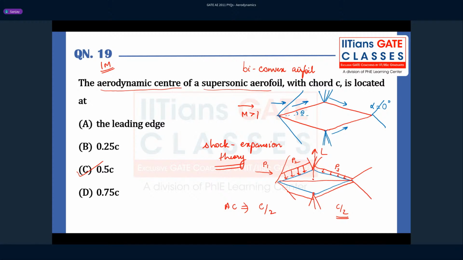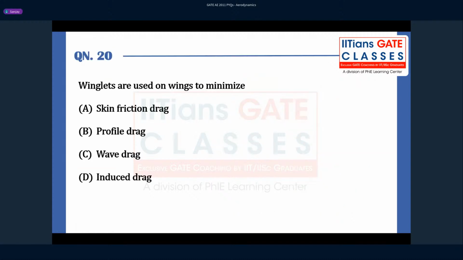By shock expansion theory, the complete flow dynamics takes place over such an aerofoil with sharp corners. So this is the concept of supersonic aerofoil. I hope this is clear to you all, right? Let's move on to the next question.